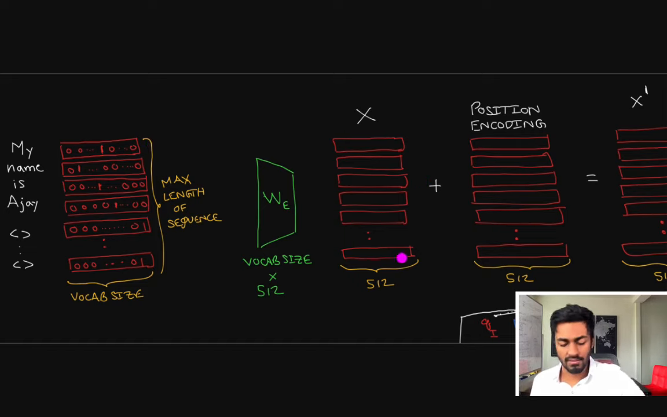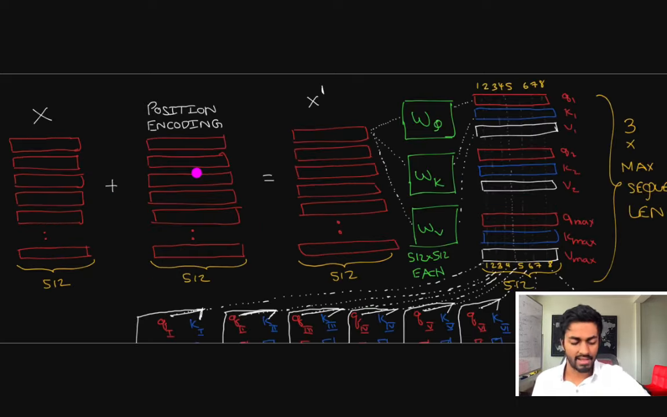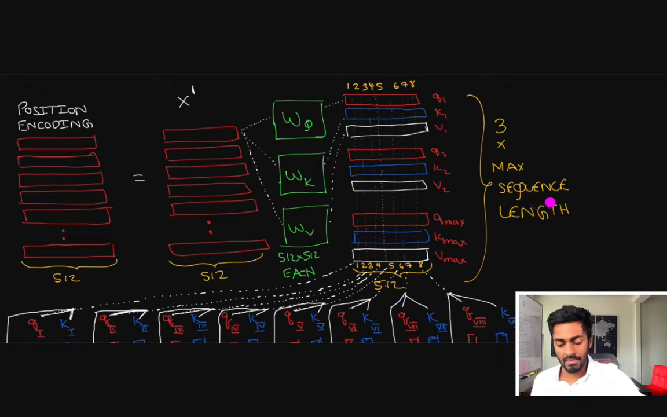Because all the words are passed in parallel, there is no sense of ordering, but English sentences have words that are ordered specifically, and so we pass in some positional encoding to encode order. We then add the input to the positional encoding in order to get these positionally encoded vectors. Now it's from here that the multi-head attention unit is kicked off, where each vector is now split up into three vectors of query, key, and value. Each of these are 512-dimensional vectors. And so we're going to end up with 3 times the maximum sequence length, because it's basically 3 times the number of words that we saw here.